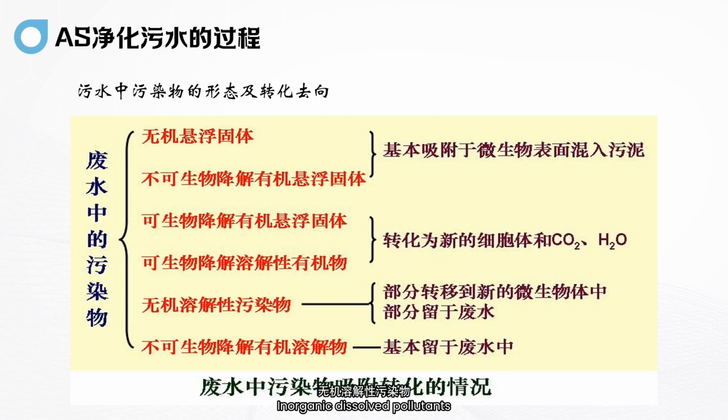Next, inorganic dissolved pollutants: this portion of the pollutant will partially transfer to new microorganisms, and some of it will remain in the wastewater. Finally, non-biodegradable organic pollutants: this part is basically left in the wastewater. The above is the adsorption and transformation of pollutants in wastewater.